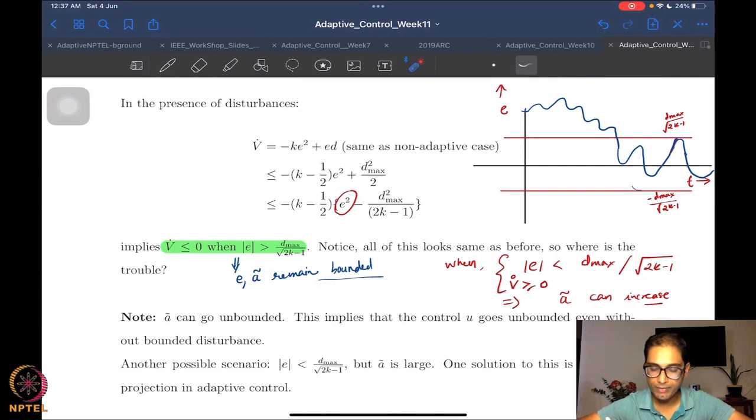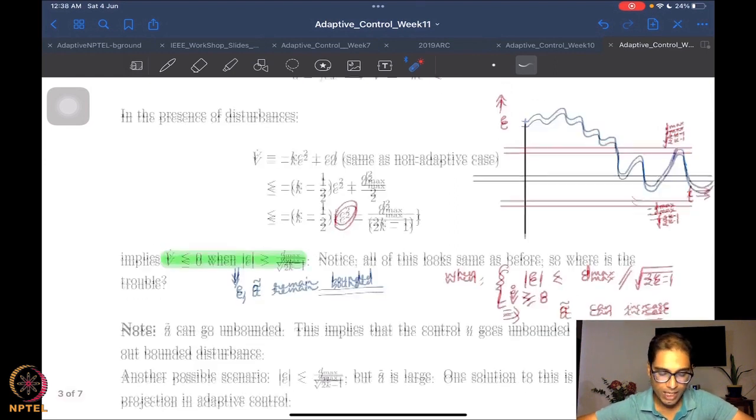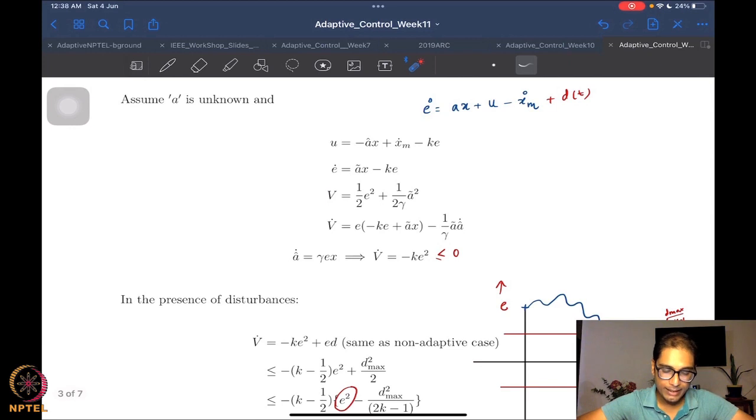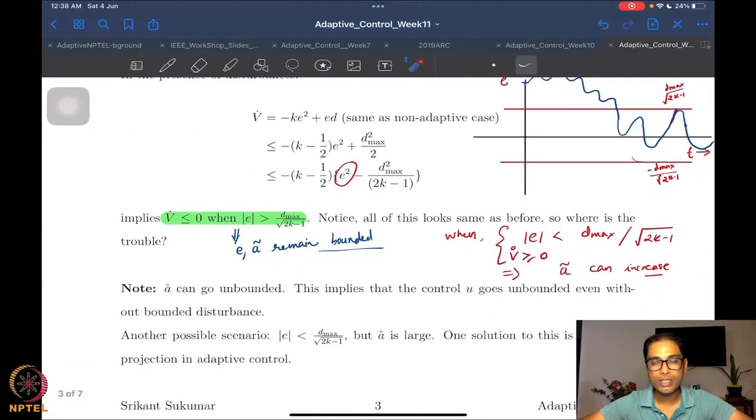In fact, it can so happen that once e has entered this nice residual set, your V dot becomes non-negative, and therefore V can increase, and if e cannot increase beyond a certain point, and if V has to continue to increase, the only possibility is that a tilde keeps increasing. And if a tilde increases, it means that the parameter errors and the parameter estimates themselves can go to infinity, right? And since this parameter estimate enters the control expression, your control will also become unbounded, right? And this is one of the most undesirable properties of adaptive control.